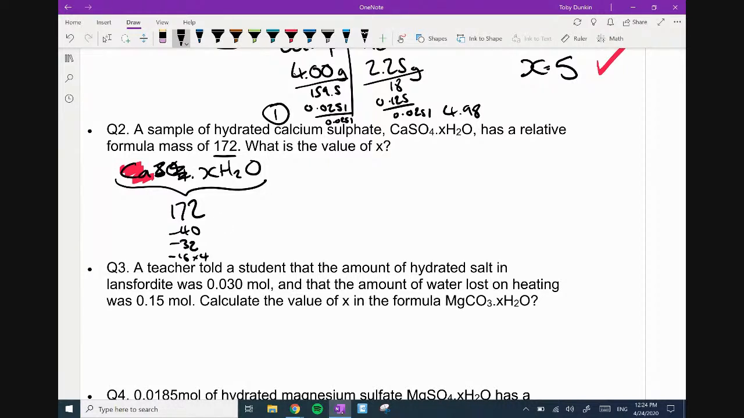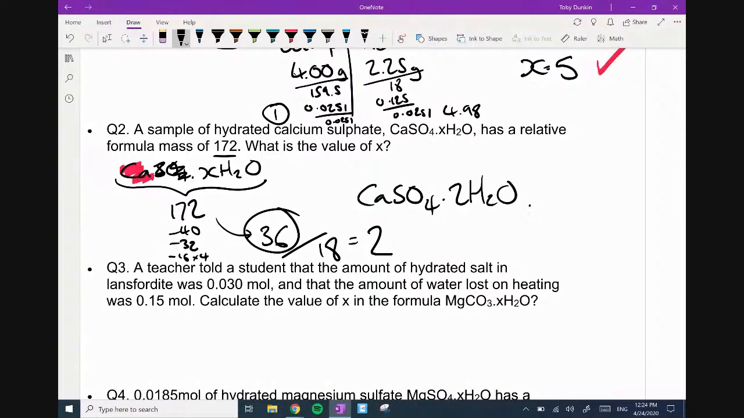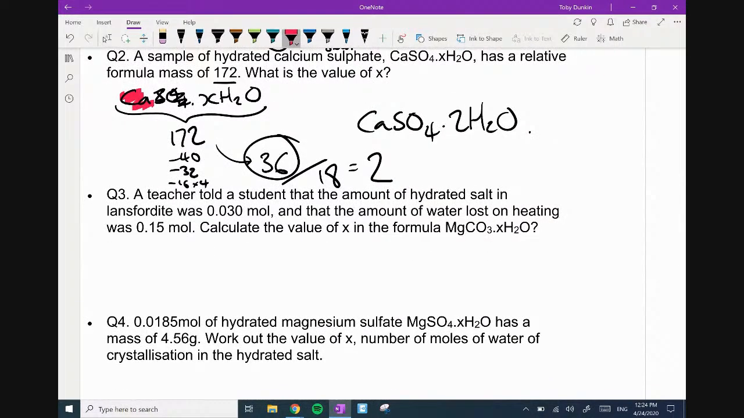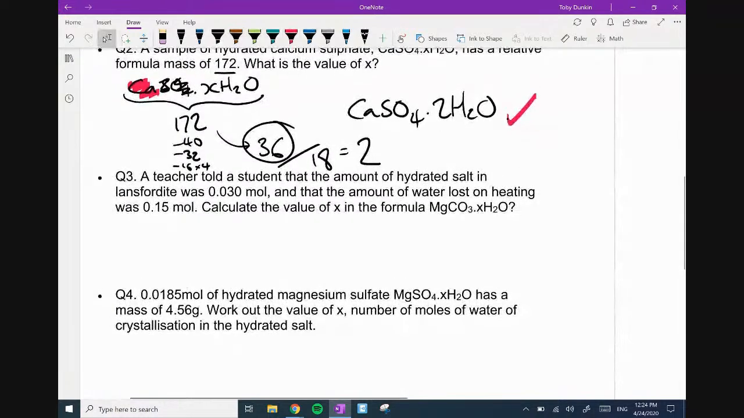And what that will leave is, we will then have the X times the Mr of water. So 172 minus 40 minus 32 minus 16 times 4. And I get 36. So that there is the Mr of the leftover water. Divide that by 18, and I get an answer of 2. So I have calcium sulfate dot 2 H2O. Nice and easy. So that's the final answer there. Next, the answer, of course, is 2.